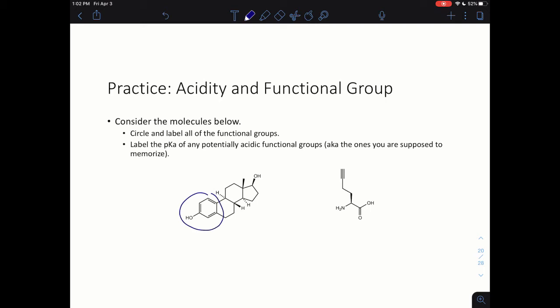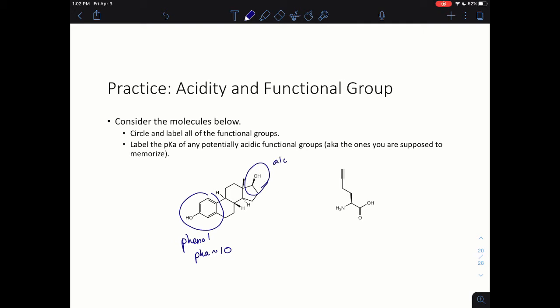So here we have a phenol, like we talked about on the previous page. Phenol has the alcohol directly bonded to the carbons of a benzene ring, a phenyl ring. The pKa of a phenolic proton is about 10, and certainly structural variations will change that a little bit, but 10 is a starting place.